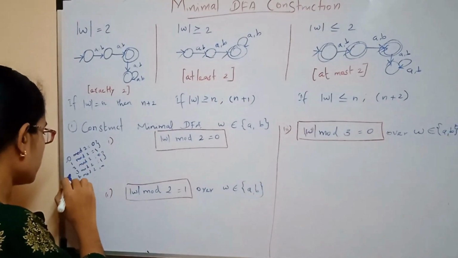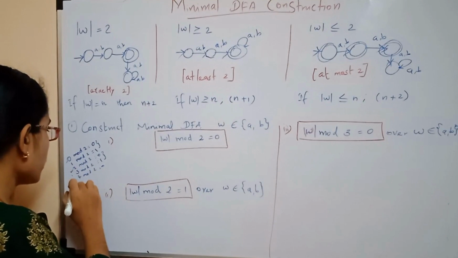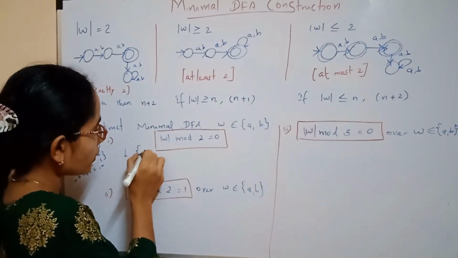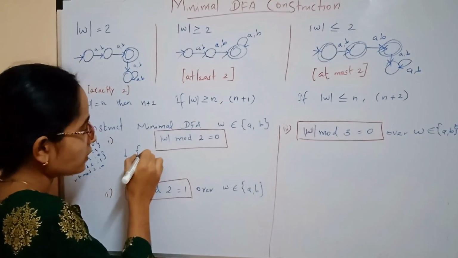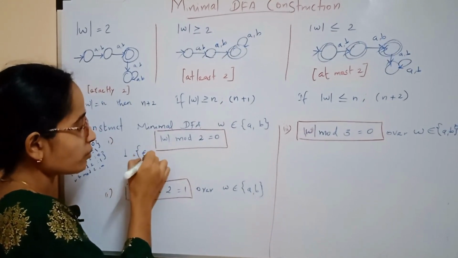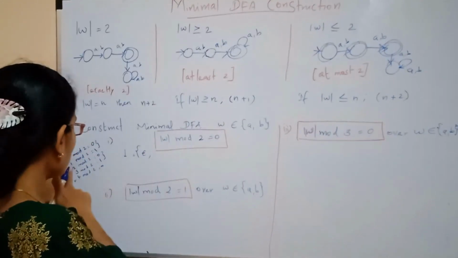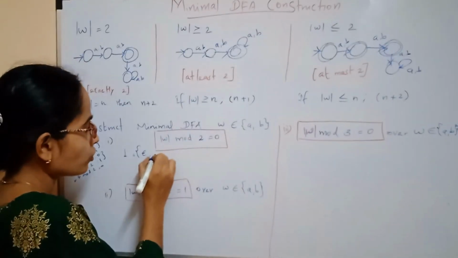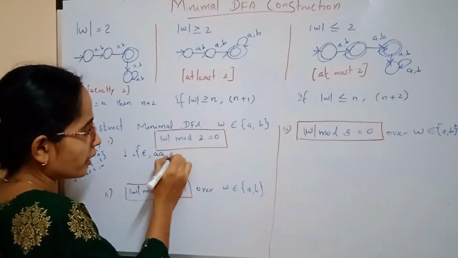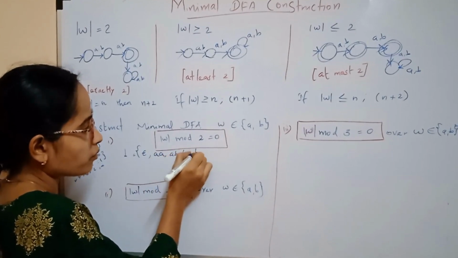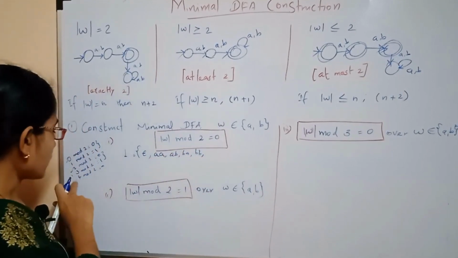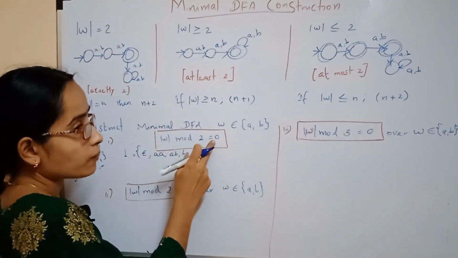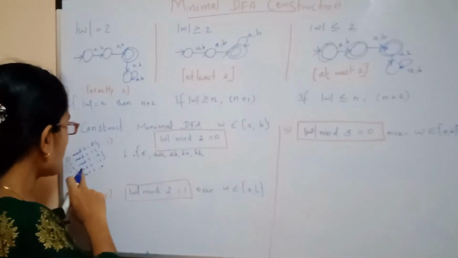0 divided by 2, 2 divided by 2, 4 divided by 2 all leave remainder 0. So my set L contains 0, in the sense the length is 0, which means it is an empty string. And 2 means over the set {A, B} I can have combinations AA, AB, BA, BB. I cannot have 3, because 3 mod 2 becomes 1, so this will not satisfy.